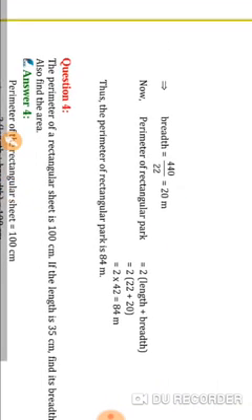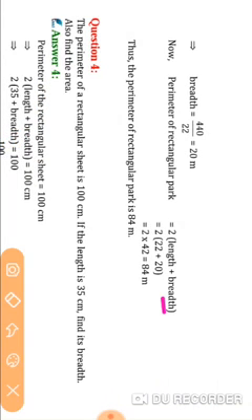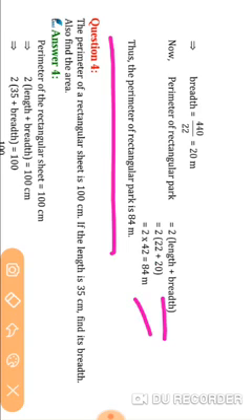So now perimeter means 2 into length plus breadth. The length we know is 22, the breadth is 20. Then 22 plus 20 is 42. 2 into 42 is 84 meter. So thus the perimeter of the rectangular park is 84 meter.